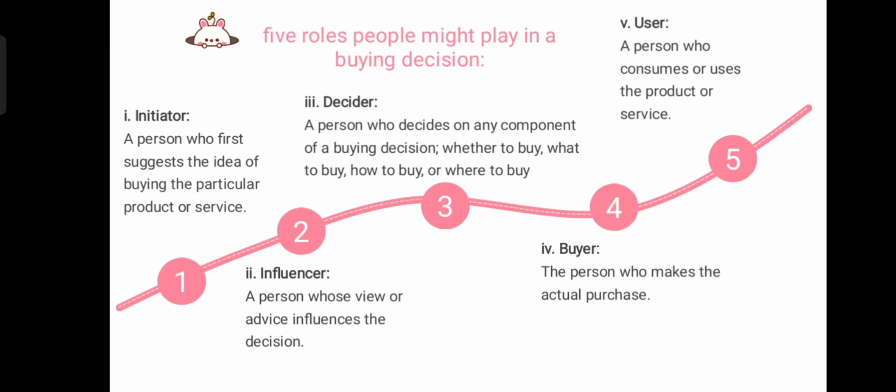So, next is the decider, a person who decides on any component of the buying decision, whether to buy, what to buy, how to buy, or where to buy. So I can consider Nicole, Honey, and Sherry, the three of them. Even though I bring my own money to buy, they always still decide. They always have their comments or suggestions on what is good to buy.